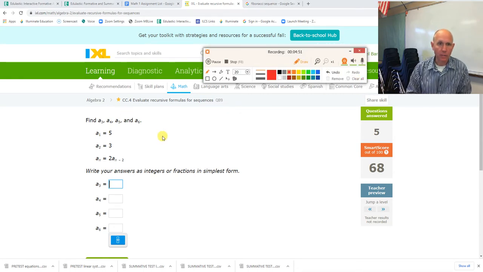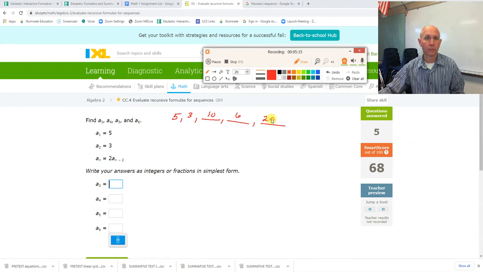Okay, this one, it starts at 5, and then it goes to 3, and then it's saying I want you to look at the term two back and multiply it by 2. Okay, so I'm right here. Look at the term two back, multiply it by 2. I'm right here. Look two back, multiply it by 2. 3, 4, 5. I've got to get up to 6. That's a 12.